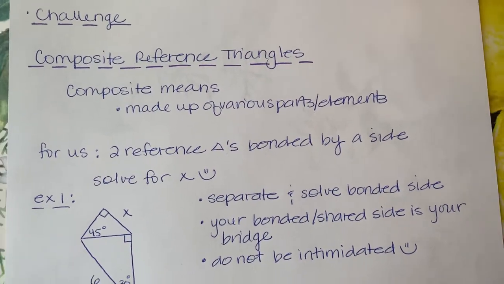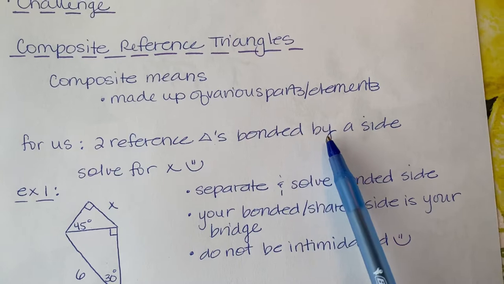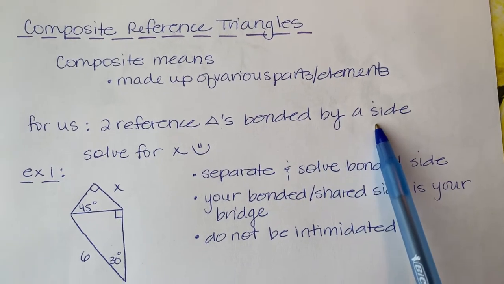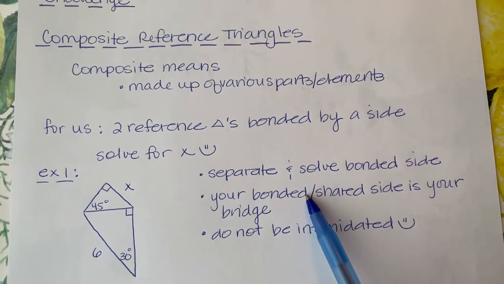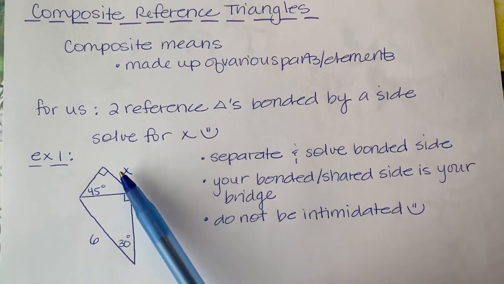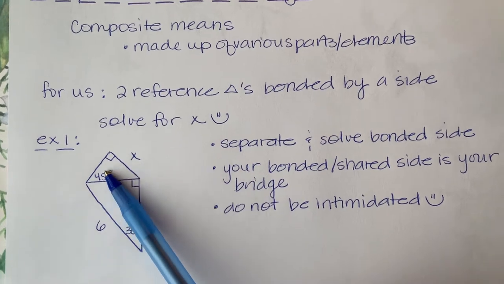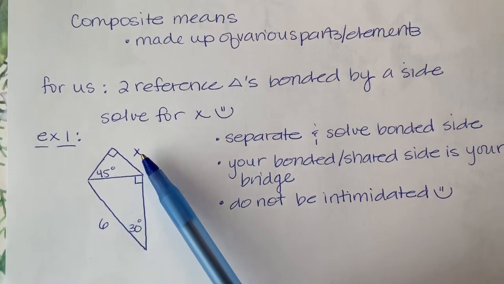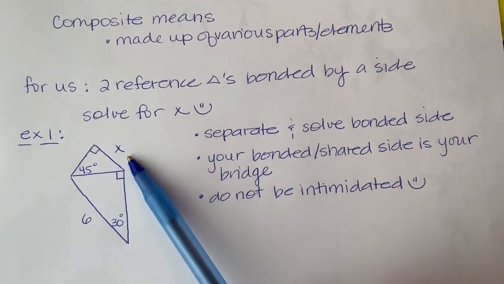Okay, for us, it's two reference triangles bonded by a side. There's a shared side. So we're gonna solve for the missing length, which is X, so here. Okay, so we're not gonna fill in all of them. We just wanna find the specific side length, okay?